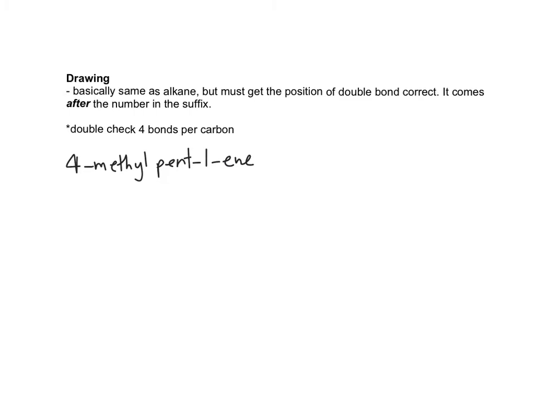So the suffix tells us it's a double bond, and the root is pent, so there's 5 carbons. The double bond comes after carbon number 1, and if that's carbon 1, then this is carbon 2, that's carbon 3, and that's carbon 4. You keep going in the same sequence. So 1, 2, 3, 4, and carbon 4 is where we put our methyl group.